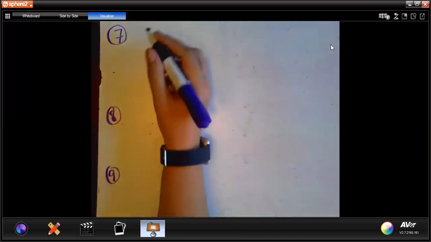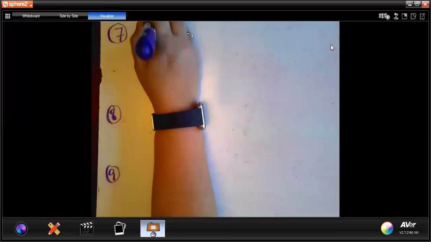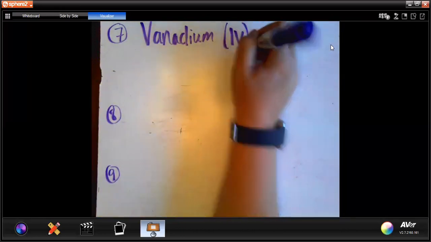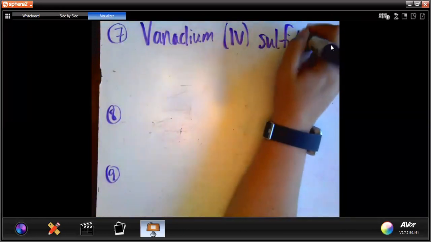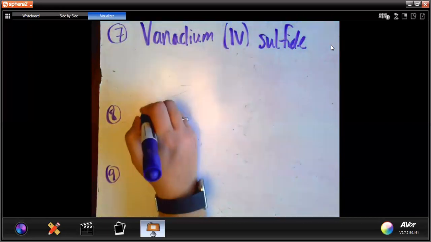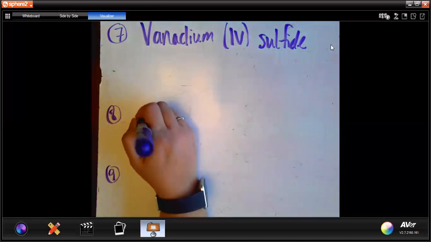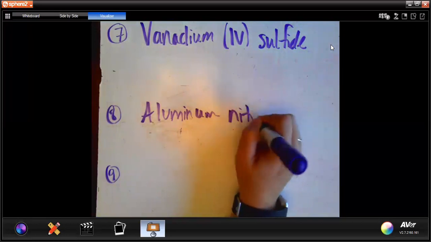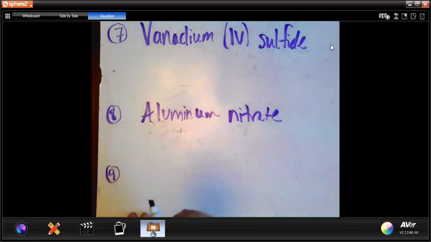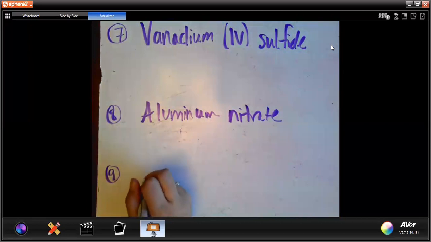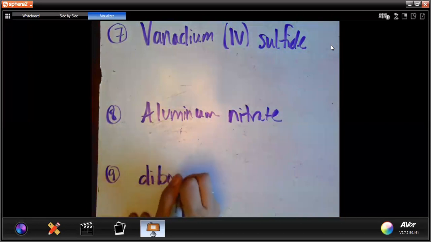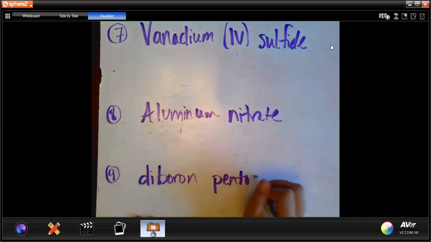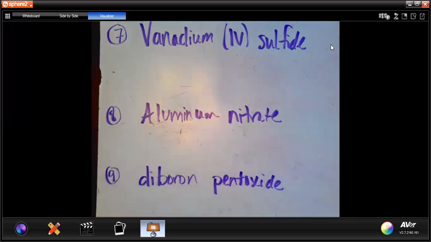All right, let's try vanadium(IV) sulfide. Aluminum nitrate. And then diboron pentoxide. All right.